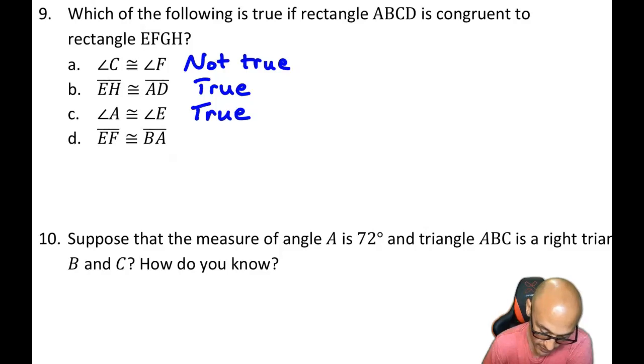And EF is congruent to BA. Oh, that's interesting because the parts are not in the right order. It seems like it should be AB, but it is the same line segment, so they are congruent. So that one's a little tricky, but that one is congruent.